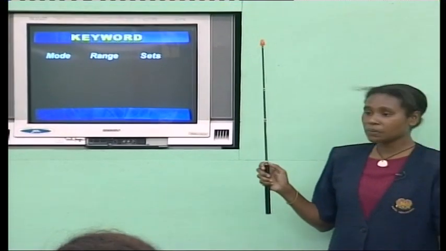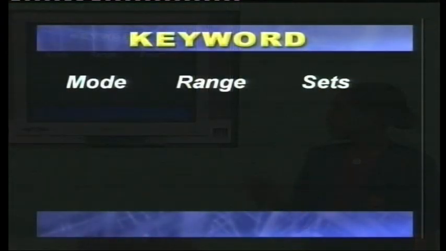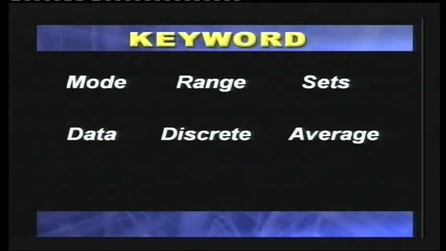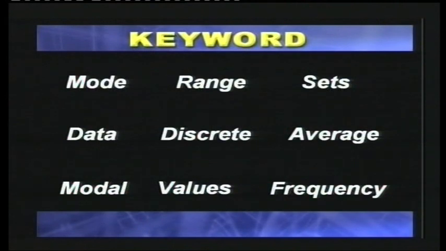We have some keywords that we have come across in our lesson for today: mode, range, sets, data, discrete, average, mode, values, and frequency. So you might be seeing these words appearing, but we don't really know what they mean. I encourage you to copy these words down into your books. Use a dictionary to define their meaning. Find what these words mean. Quickly, 1 minute to copy those words down.